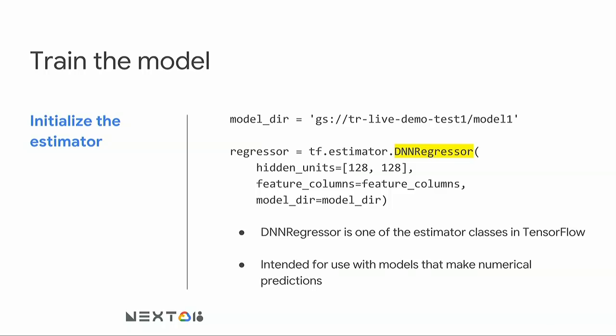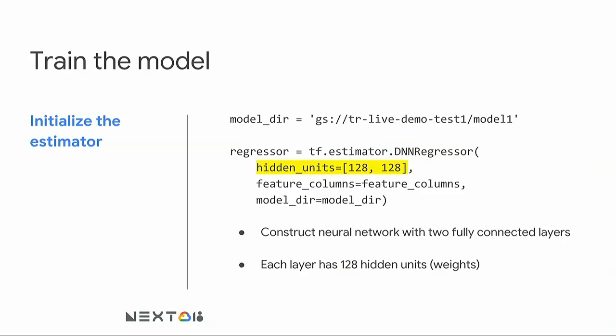So the first step is to construct a DNNRegressor. TensorFlow has several built-in estimators. DNNRegressor is one of the estimators, and it's intended for use with models that make numerical predictions, which is what we're doing in our example.